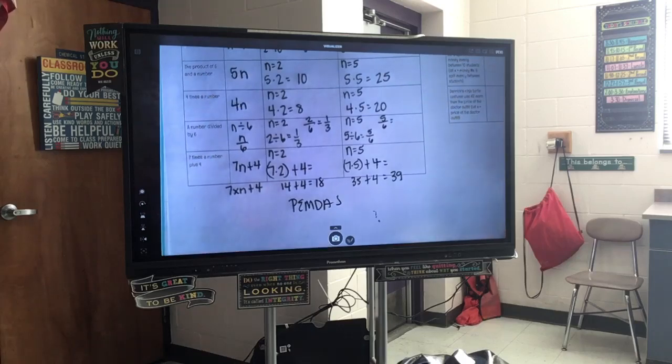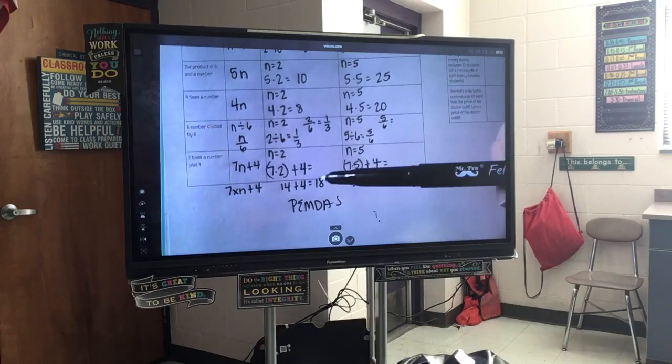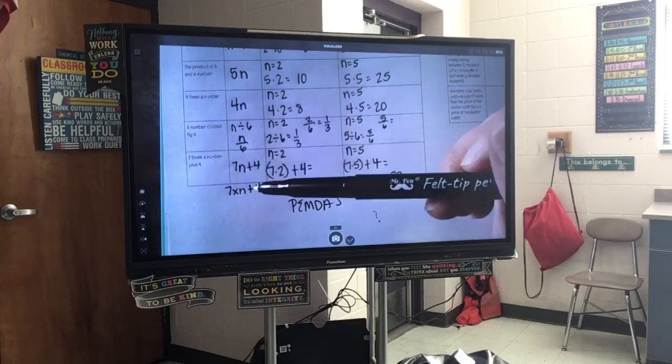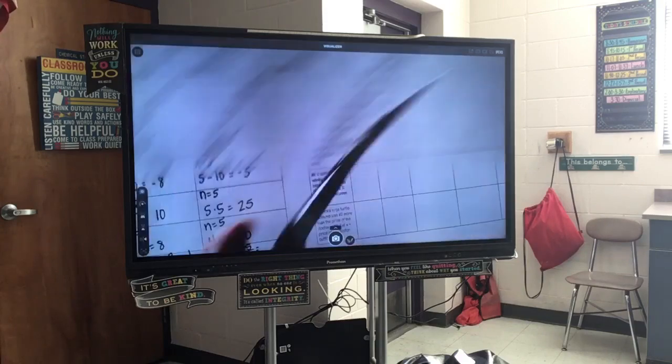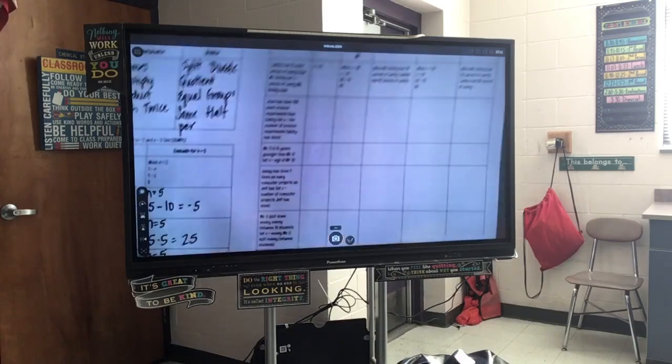Right, and this is why order of operations, PEMDAS, is important to know and understand, because once you start plugging things in and you have a couple of steps, you gotta know the order in which to do them. Okay? Alright, so let's slide over to the next side.